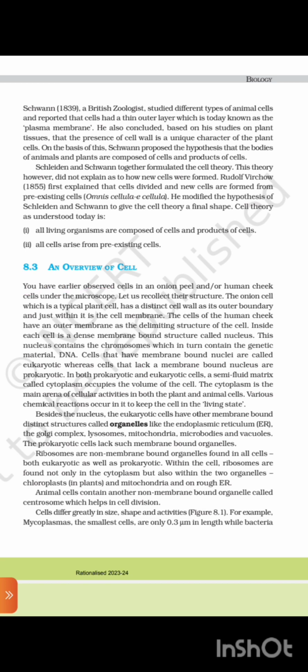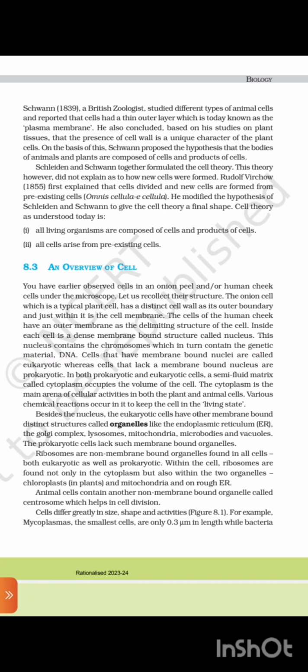8.3 An overview of the cell. You have earlier observed cells in an onion peel and a human cheek cell under the microscope. Let us recollect their structure. The onion cell, which is a typical plant cell, has a distinct cell wall as its outer boundary, and just within it is the cell membrane. The cell of a human cheek has an outer membrane as a delimiting structure of the cell. Inside each cell is a dense membrane-bound structure called the nucleus. This nucleus contains the chromosomes, which in turn contain the genetic material, DNA.